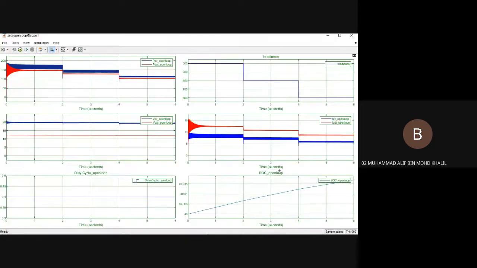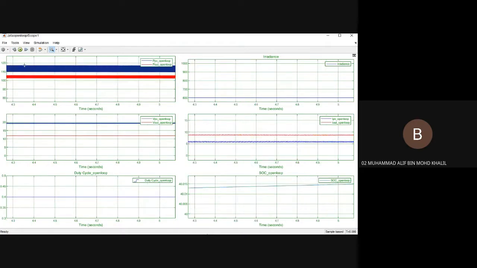So you can see that it has not reached the MPP. At 1000 irradiance, it should be reaching the 200 watt, and same goes to the 800 irradiance, it should reach the 162, and for the 600 irradiance, it must reach 122. However, this one almost reached, but it did not reach the goal of the MPPT.